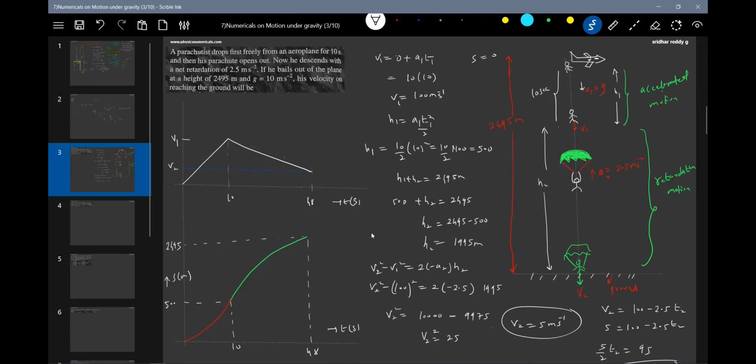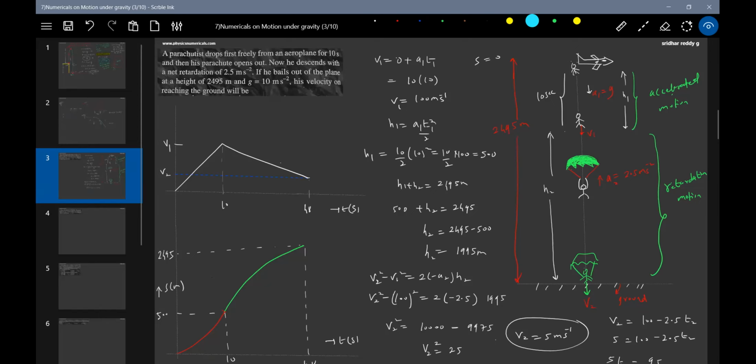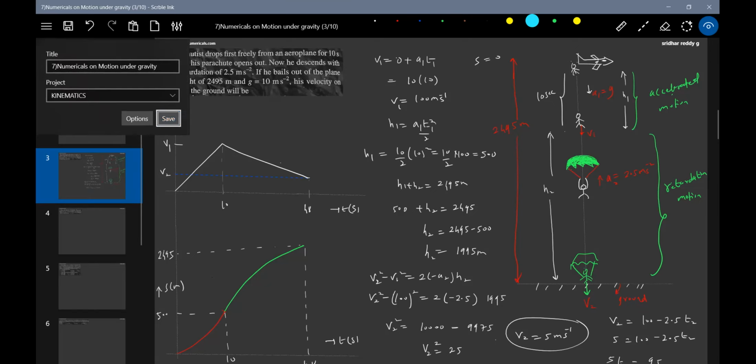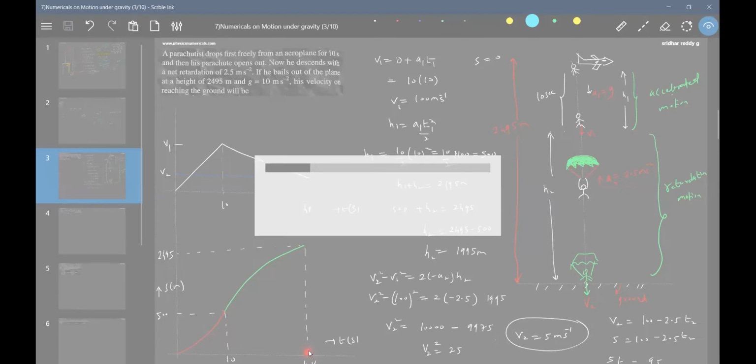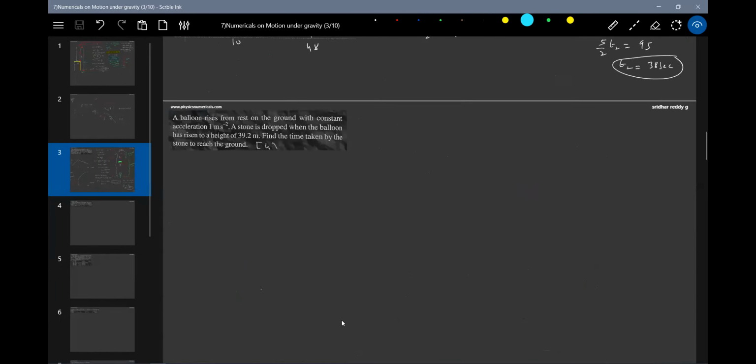You see all the graphs. It will not change direction of motion. It's only first acceleration, then retardation. In every problem, you must work out all the possible graphs.